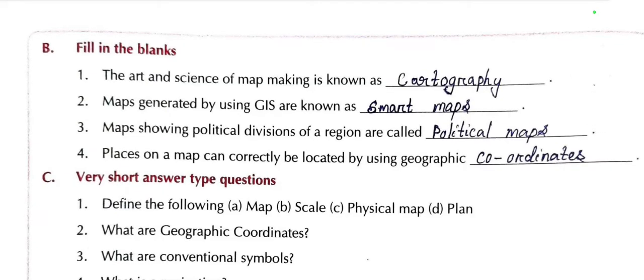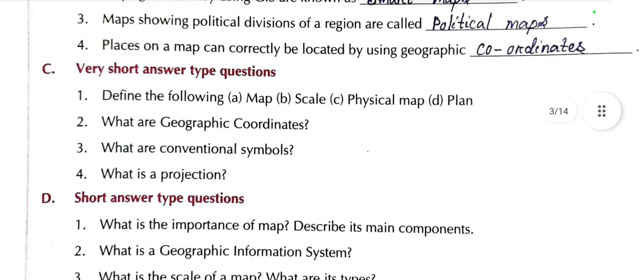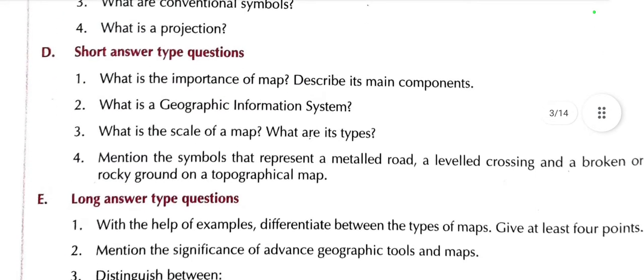The next question is, the art and science of map making is known as cartography. Then maps generated by using GIS are known as smart maps. Then question number 3, maps showing political division of a region are called political maps. Then question number 4, a place on a map can correctly be located by using geographic coordinates.